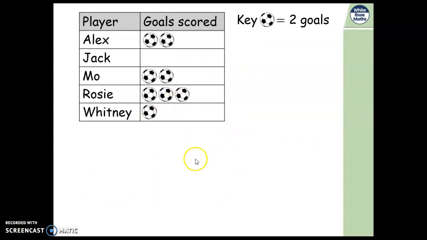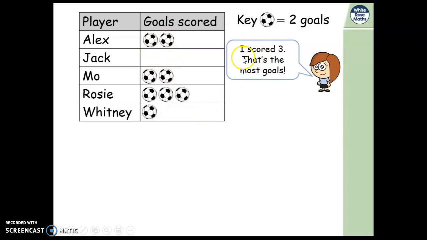Okay, so we have another pictogram here. Each ball in the key is 2 goals. So looking here, I scored 3. That's the most goals. Is that correct? Remember, score 3 goals. If you scored 3 goals, it would be 1 and then a half. These 3 here represent 2, so it would be 2, 4, 6. So this one is wrong.